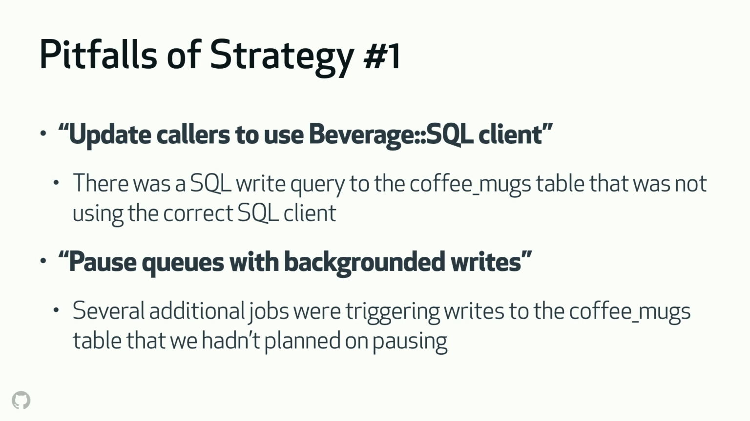Another thing was, when we paused the queues with all of the backgrounded writes to the coffee mugs table, we had paused all the queues with those background jobs, but there were background jobs in other queues that were still running that were triggering individual background jobs in that queue. So even though the queue itself was paused, individual background jobs within that queue could still run. And we hadn't really anticipated this, so we actually had to pause more queues than we thought. So that just led to a decreased user experience because we were pausing queues that we didn't expect we had to.